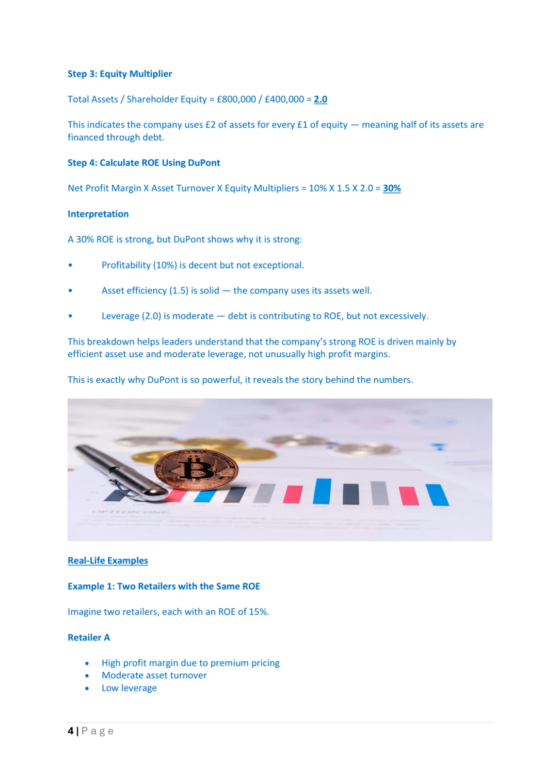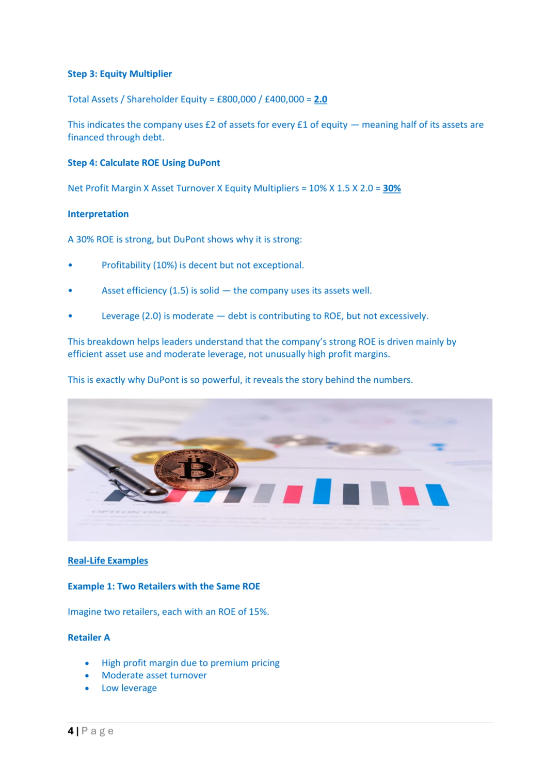A 30% ROE is quite strong, but this breakdown shows us why. The profitability at 10% is decent but not outstanding, asset efficiency at 1.5 means the company is using its assets effectively, and the leverage of 2.0 shows moderate use of debt, contributing to ROE without being excessive. This analysis helps leaders understand that the company's strong ROE comes mainly from efficient asset use and moderate leverage, rather than unusually high profit margins. This is why the DuPont method is so useful. It reveals the story behind the numbers.